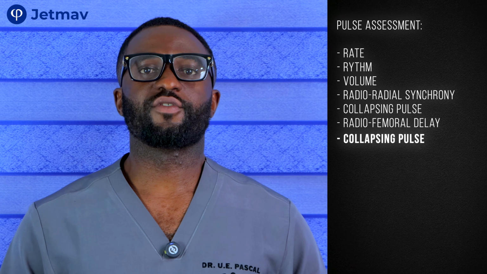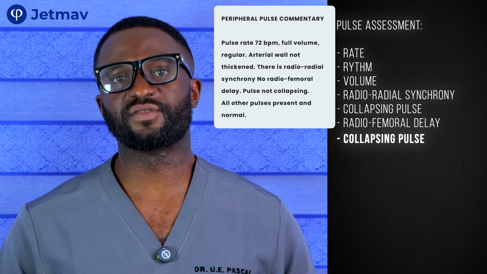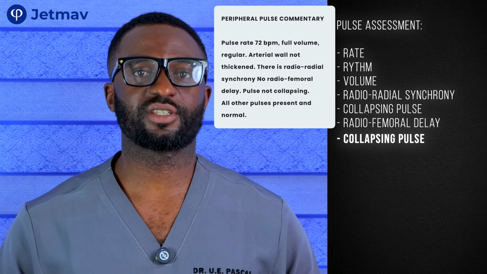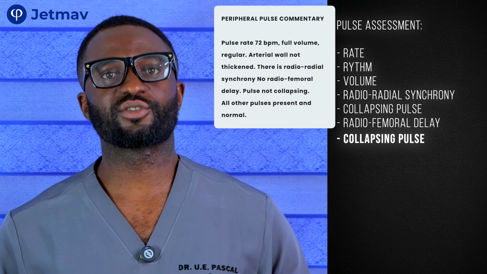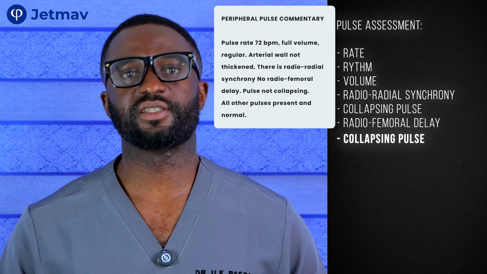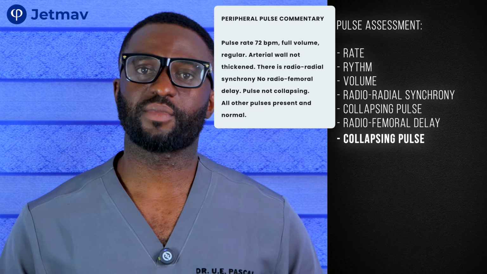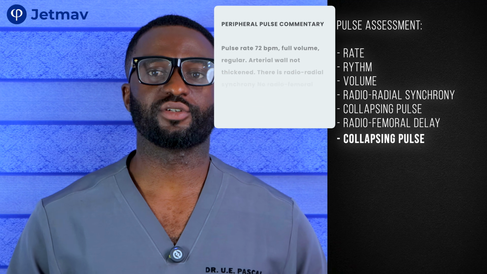For your commentary under pulse, you can say: pulse rate is 72 beats per minute, full volume, regular, arterial wall is not thickened. There is radio-radial synchrony, but no radio-femoral delay. Pulse is not collapsing. All other pulses are present and normal. That's just a simple commentary under the pulse.